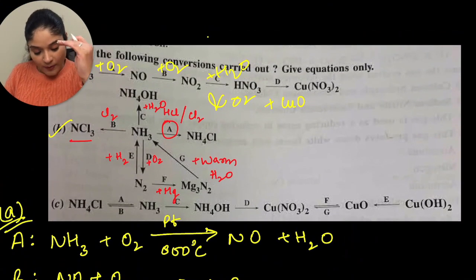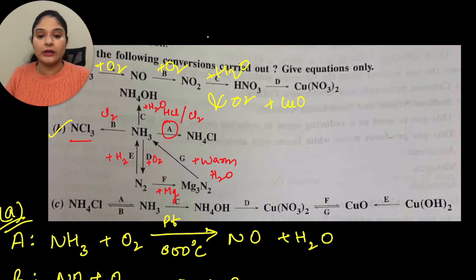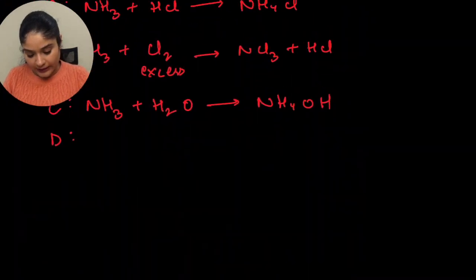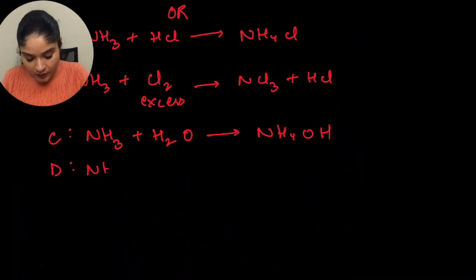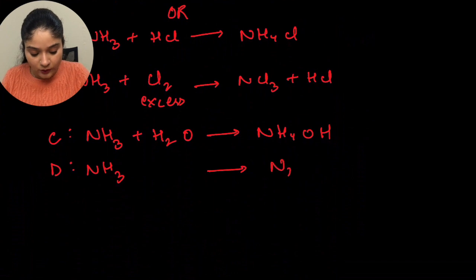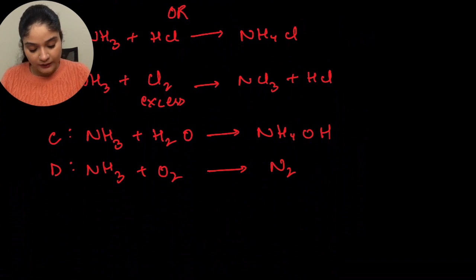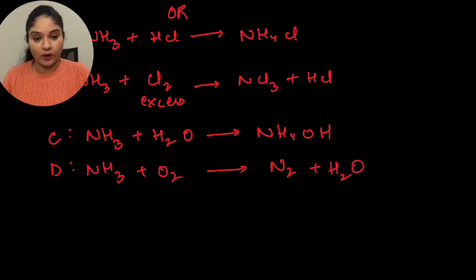Alright, so from ammonia you're trying to get nitrogen. Okay, so how would you do that? You add oxygen to it. So ammonia plus oxygen will give you nitrogen plus water. Now D is done. Let's move to E.